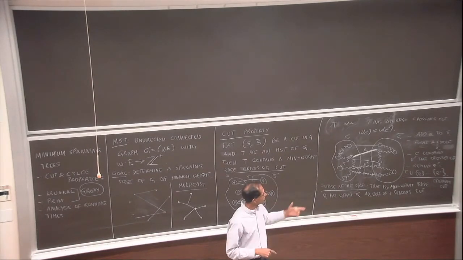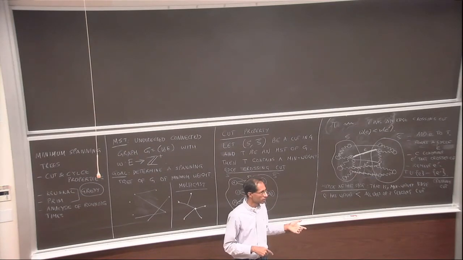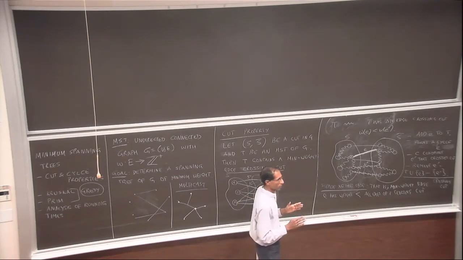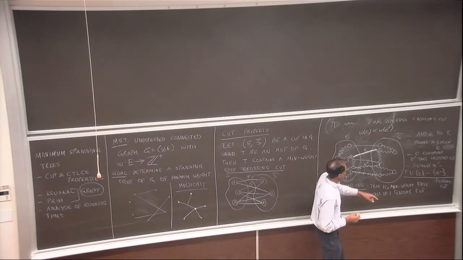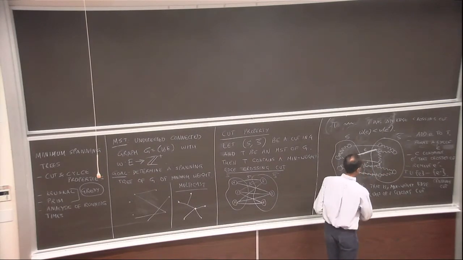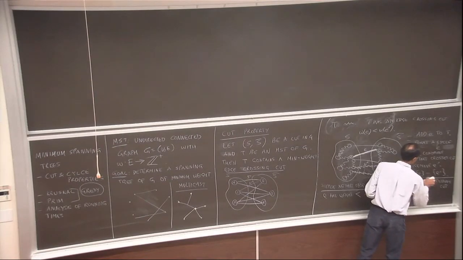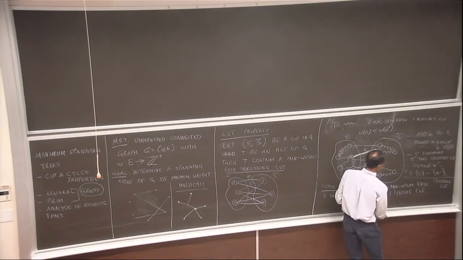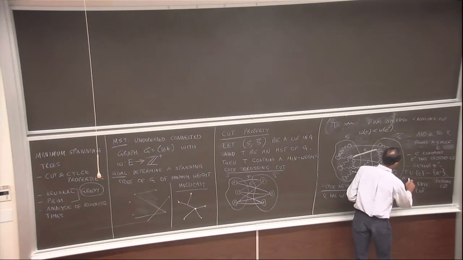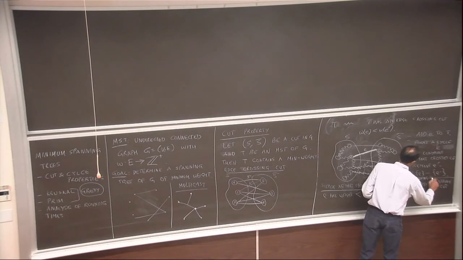What about the weight of this tree? It's strictly less than the weight of T. But that's a contradiction because T was supposed to be a minimum spanning tree. So T union E minus E prime is a spanning tree of lower weight, which is a contradiction.